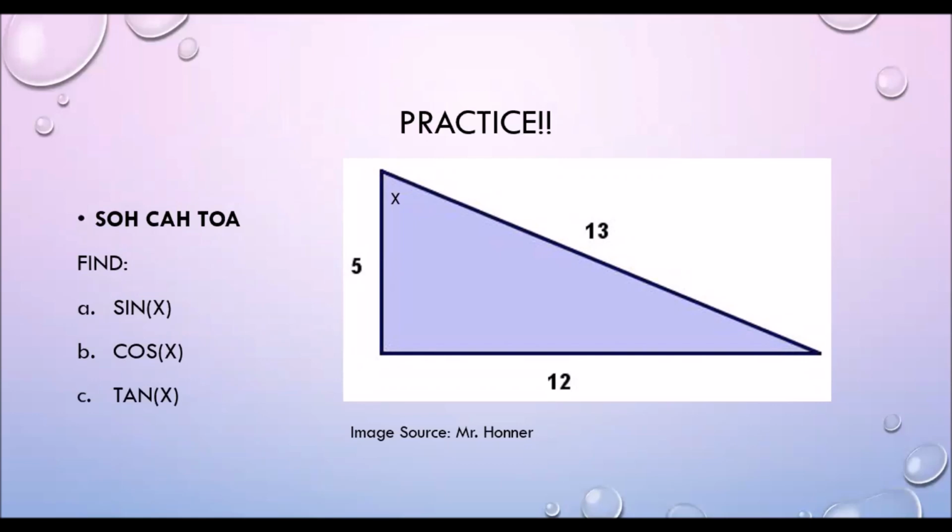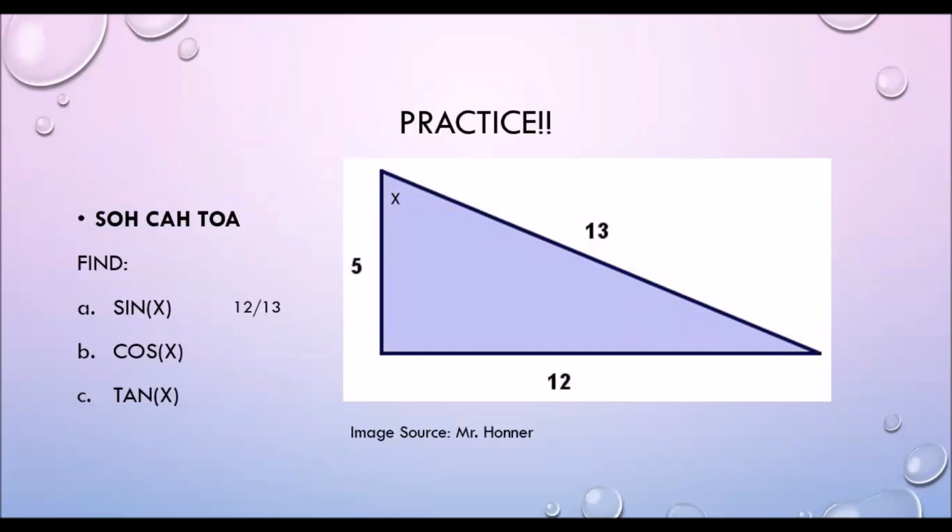To find sine of X, we use SOH. We take the opposite, which is 12, and divide it by the hypotenuse, which is 13, and then we get 12 over 13 as our answer.